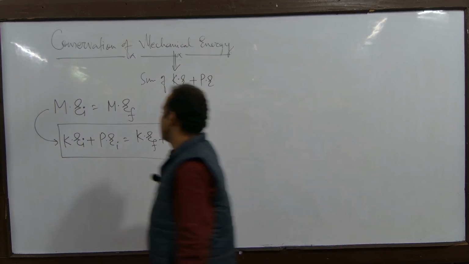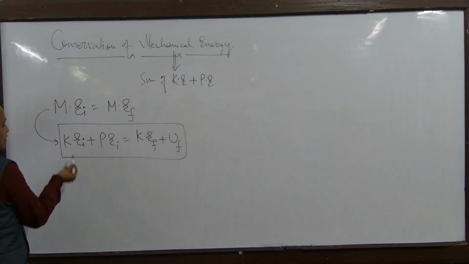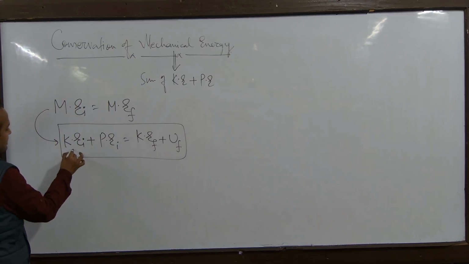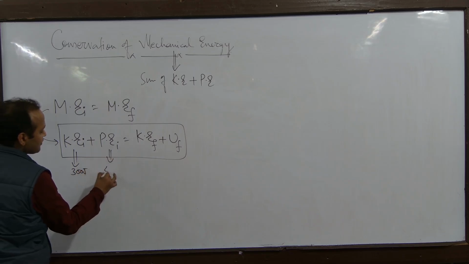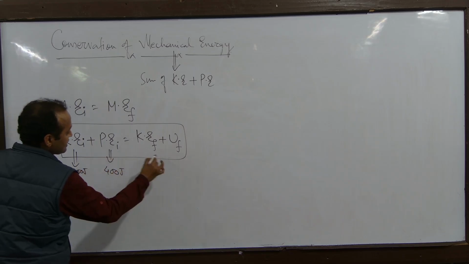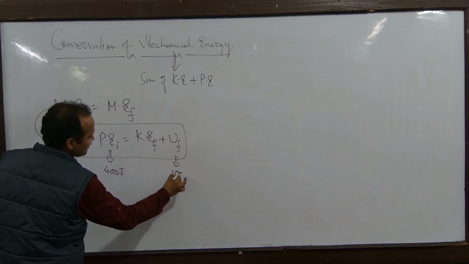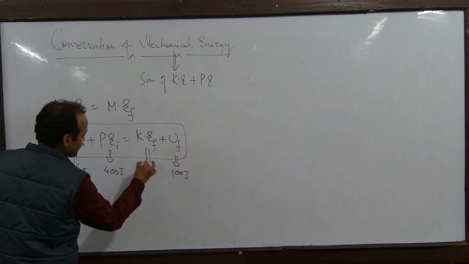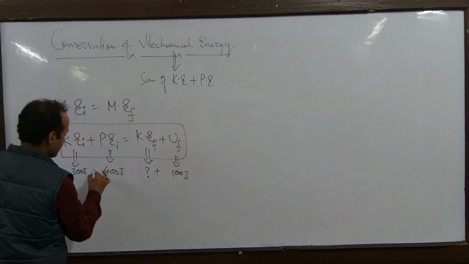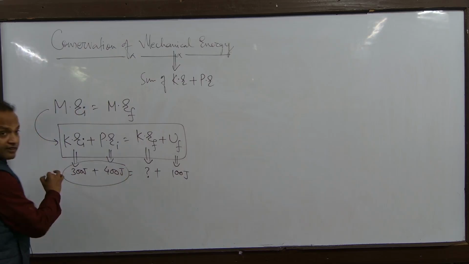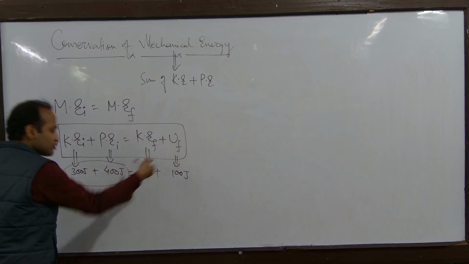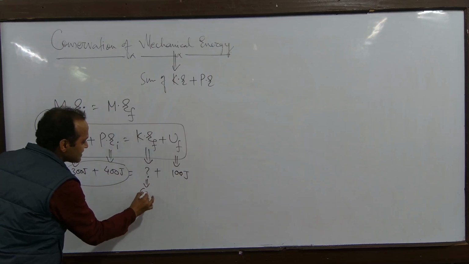If so, you can easily judge. Suppose kinetic energy initial is 300 joules, potential energy initial is 400 joules, potential energy final is 100 joules. What is kinetic energy final? 700. This side 100. So this must be 600 joule.